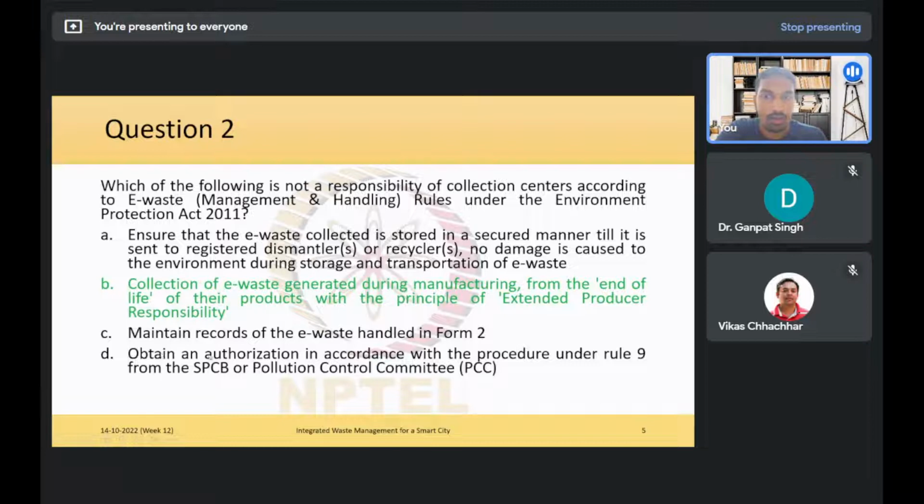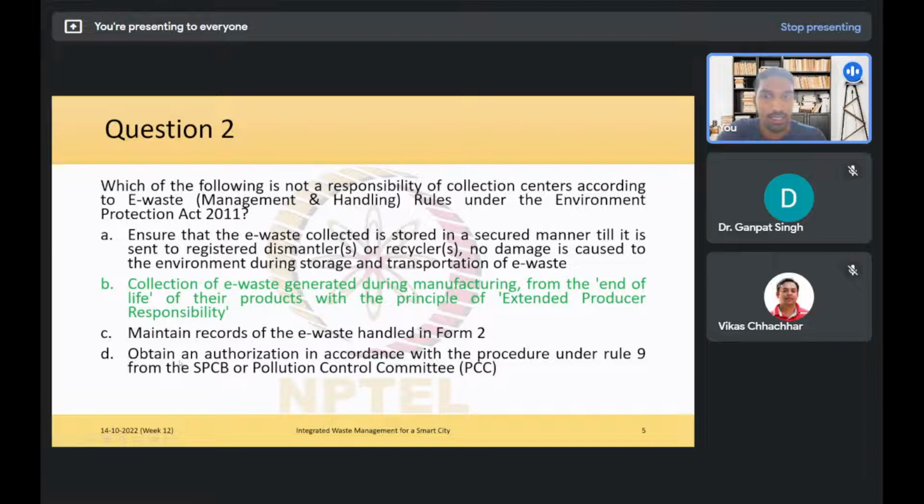And option D is saying they should be authorized by the SPCB or the PCC, right? So unless they register and get authorized, they cannot set up the collection center, right? So this is actually something that is required not just of the collection center but of other establishments and facilities as well. For example, dismantlers and recyclers also need to register themselves and get the authorization from these state pollution control boards, right? So that is a general criterion that applies to many different stakeholders as well as the collection centers.